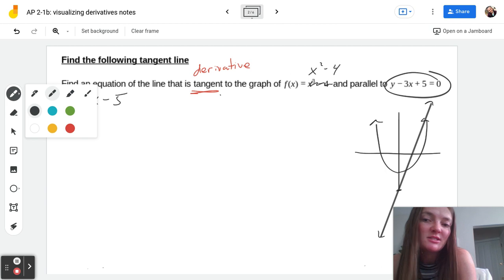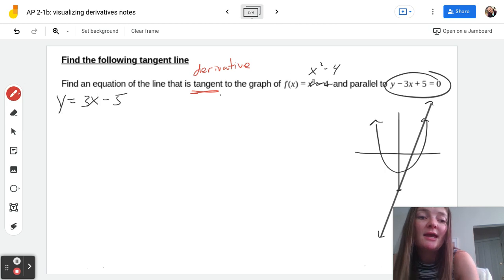So what I'm looking for is an equation of a line that's tangent to the graph x squared minus 4, which means it touches it once, and it's parallel to this line. That probably is going to happen 2 times on this graph. So I'm going to guess where that happens. In fact, I think it might only happen once, so that's lovely. So this is my guess of where it happens. This is what I'm looking for.